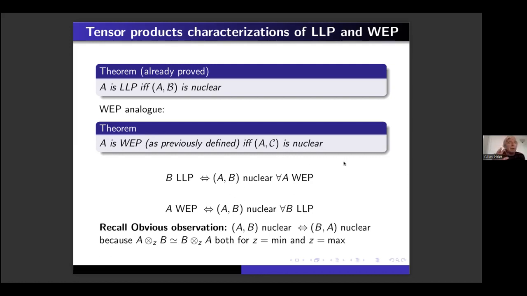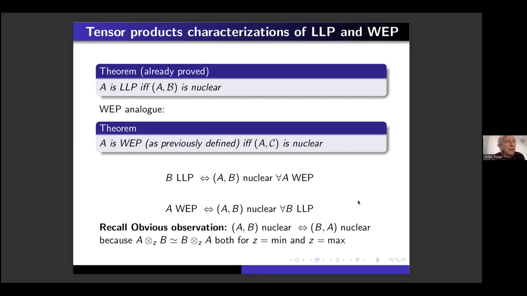So you see this beautiful symmetry, or this beautiful sort of duality, that appears between properties WEP and LLP. So B is LLP if and only if AB is nuclear for all A WEP, while A is WEP if and only if AB is nuclear for all B LLP.